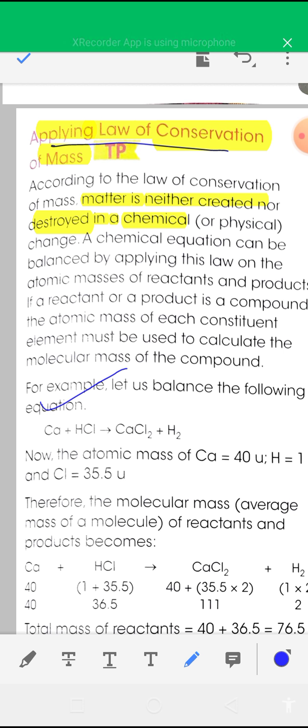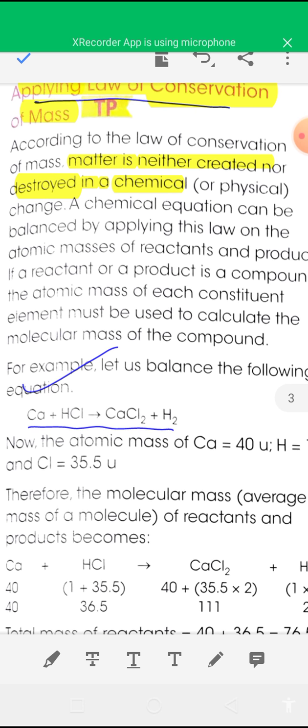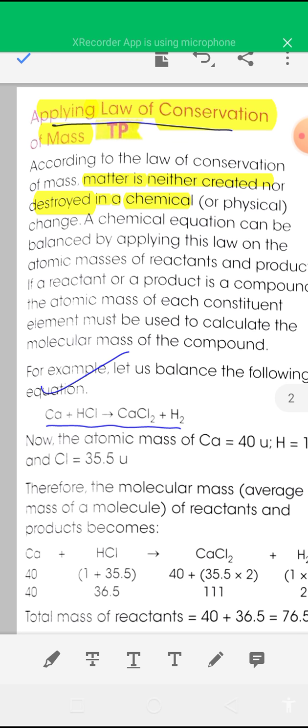Balance this equation: calcium plus hydrochloric acid gives calcium chloride plus hydrogen. The chemical equation is Ca + HCl → CaCl2 + H2. In this process, balancing a chemical equation using the law of conservation of mass, first you have to calculate the total mass of reactants and products.